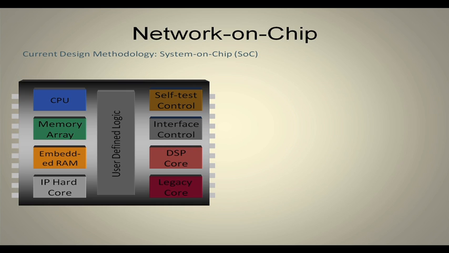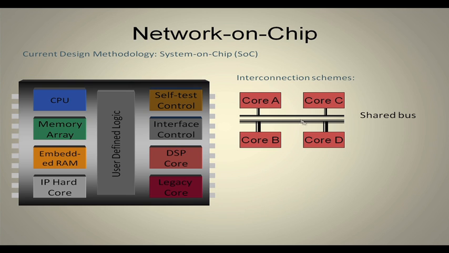So, if we go to the network on chip, assuming that the current design methodology is a system on chip based design, we have got CPU, memory, embedded RAM, IP, hard core, then this self test control. So, all these modules are there and there is user defined logic. So, interconnection scheme is like this. Shared bus: maybe core A and core C are put on first bus and core B and core D are put on another bus.